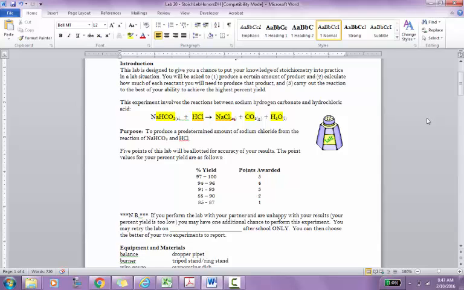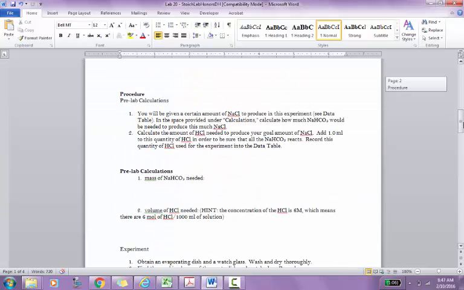So before you come to lab, the day before you have lab, I'm going to have you pick a number. Pick a number out of a hat, you and your partner, and you're going to be given a certain amount of salt to produce. That is going to require that you do some pre-lab calculations. I'm going to skip ahead here to the top of the second page. Here are the pre-lab calculations I'm talking about.